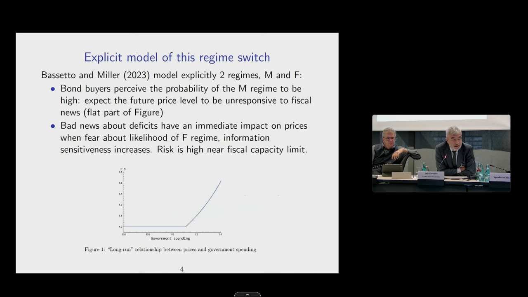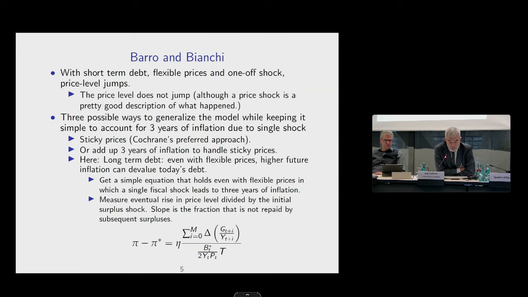There is a recent QJE paper by Marco Bassetto and David Miller, which has these two regimes, an M regime and an F regime. Basically they're arguing, look, in the M regime, you're far from the constraint, from the moment where people start to panic. So whatever happens with government deficits is not going to have any fiscal consequences. Whereas in moments where you are close to that moment when the curve starts shooting up, there is going to be information sensitivity. People are going to be talking about it. They're going to be doing Google searches. They show there are increased Google searches. And the risk is going to be that these deficits will show up in price rises.